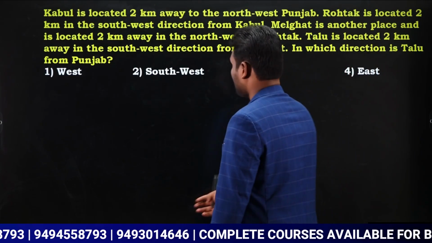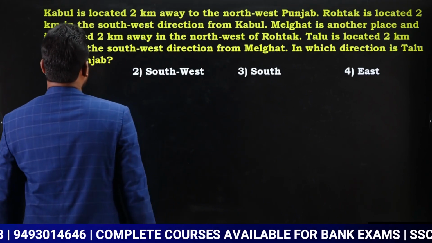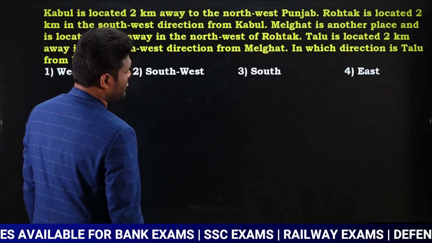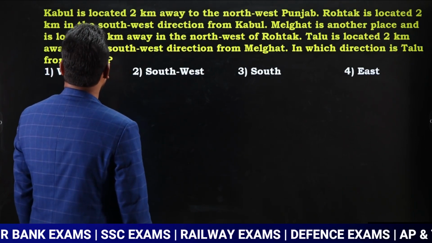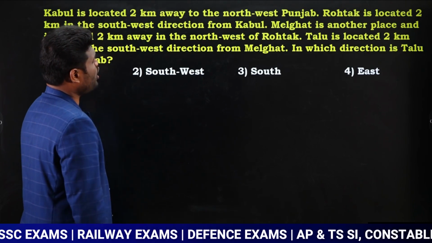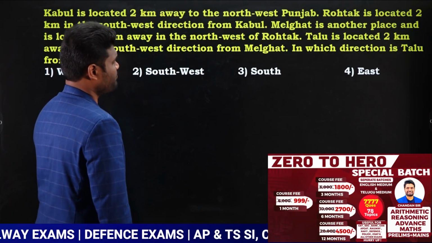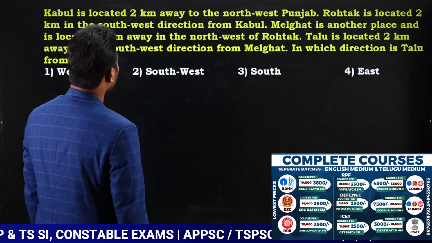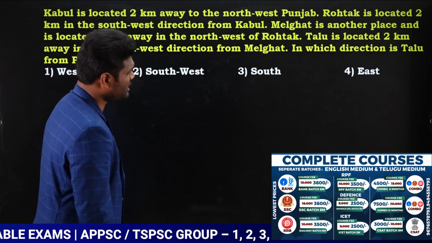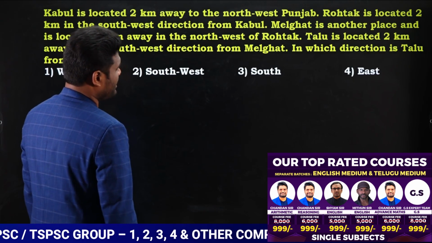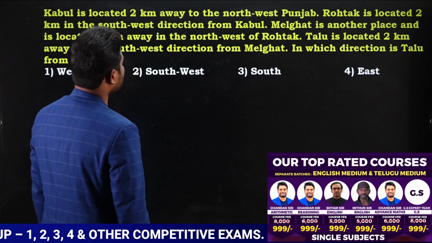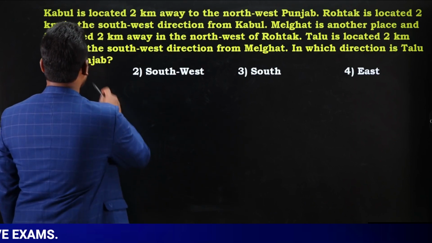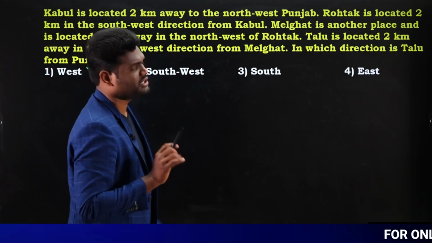We have one more question. Look at this. Kabul is located 2 kilometers away to the northwest of Punjab. Rohtak is located 2 kilometers in the southwest direction from Kabul. Malghat is another place and is located 2 kilometers away in the northwest of Rohtak. Talu is located 2 kilometers away in the southwest direction from Malghat. In which direction is Talu from Punjab?